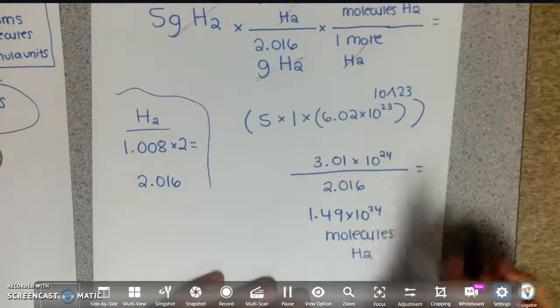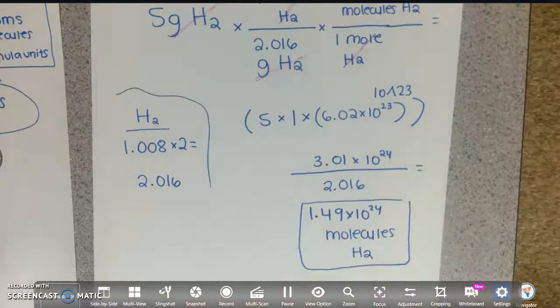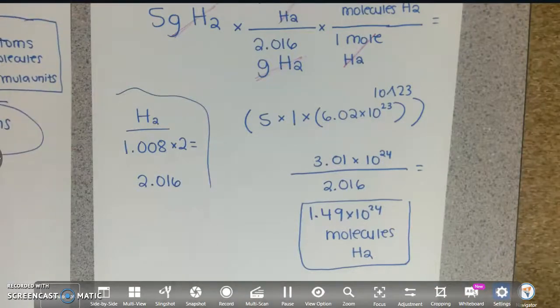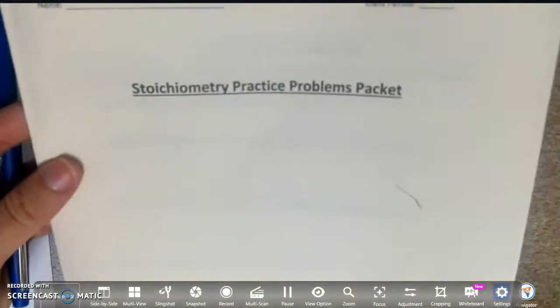Now this was a problem like we did back in December. This unit, stoichiometry, is just like December, except we're going to add on one more conversion, and you're going to have to write balanced equations. So we're going to go ahead and move to this packet, number 1.